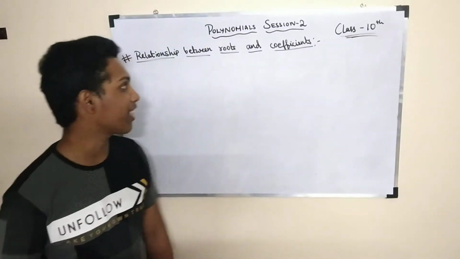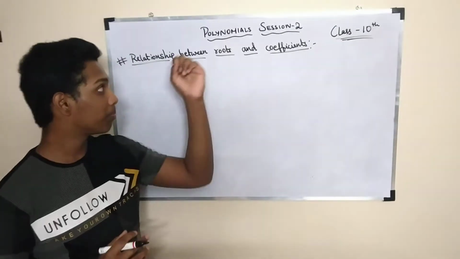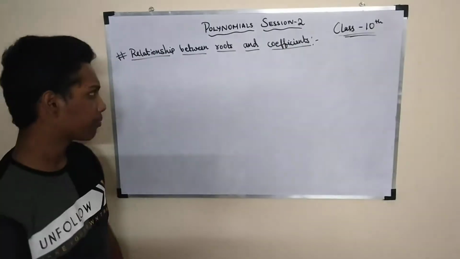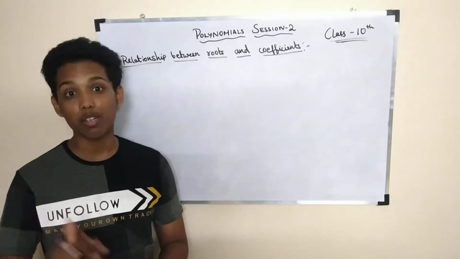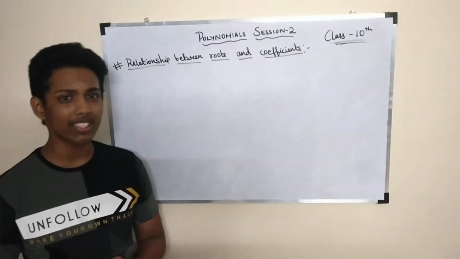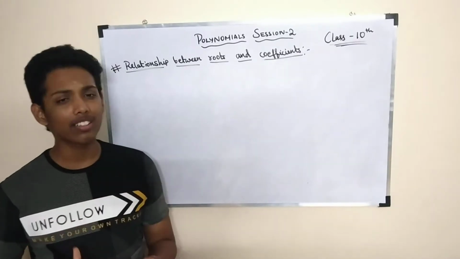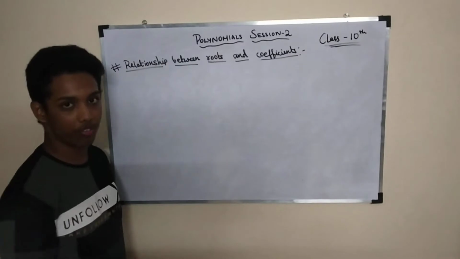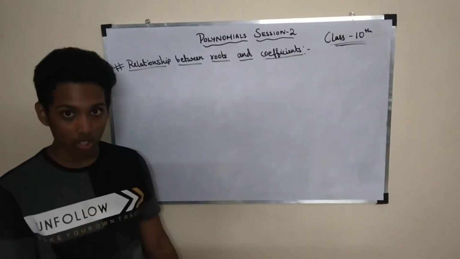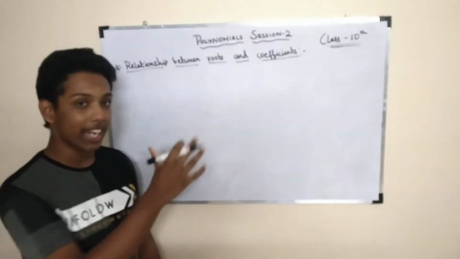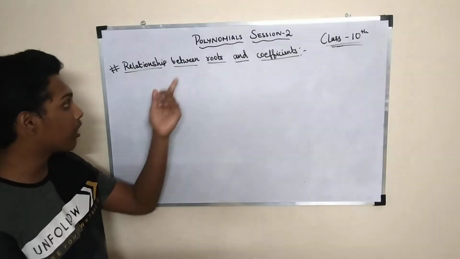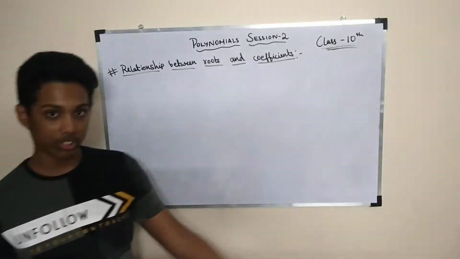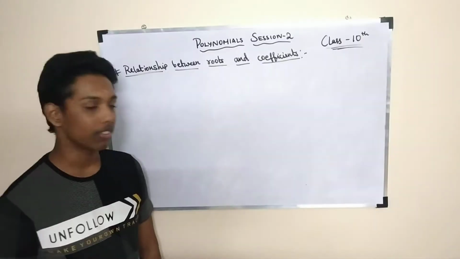Coming back to the subject, welcome back to polynomials for grade 10 students, and this is going to be the second session of it. Today we are going to learn something very new which you hadn't learned in class 9: the relationship between roots and coefficients. Today we are going to discuss problems on that, and I'm going to give you a basic idea about the relationship between the roots and the coefficients. You need to remember a few formulas, and I'm going to tell you how those things work. So let's get started.